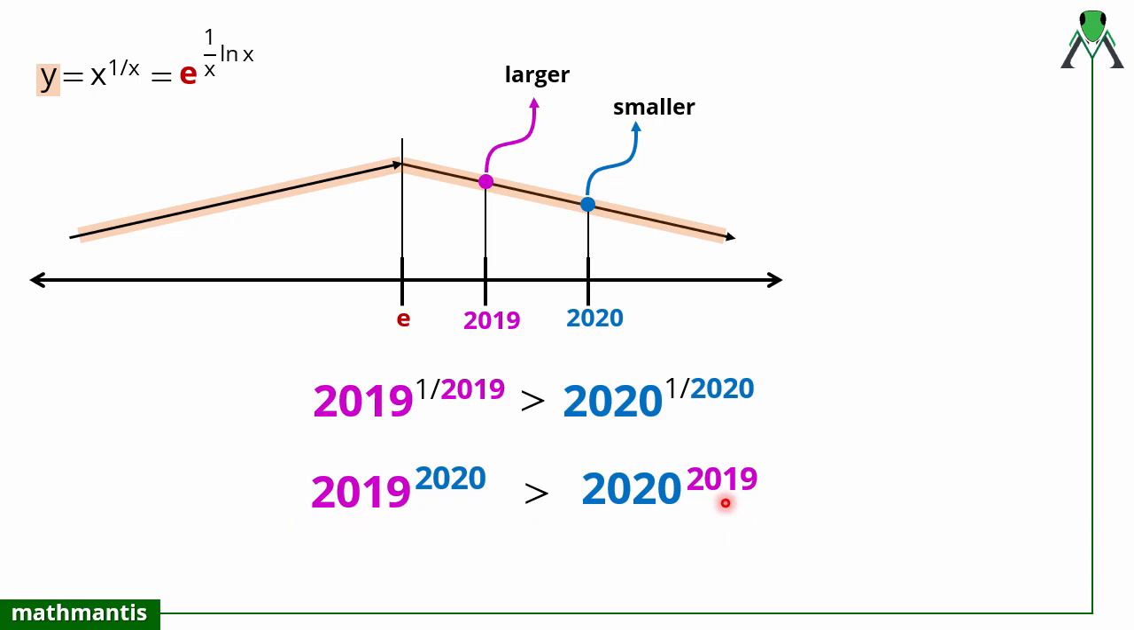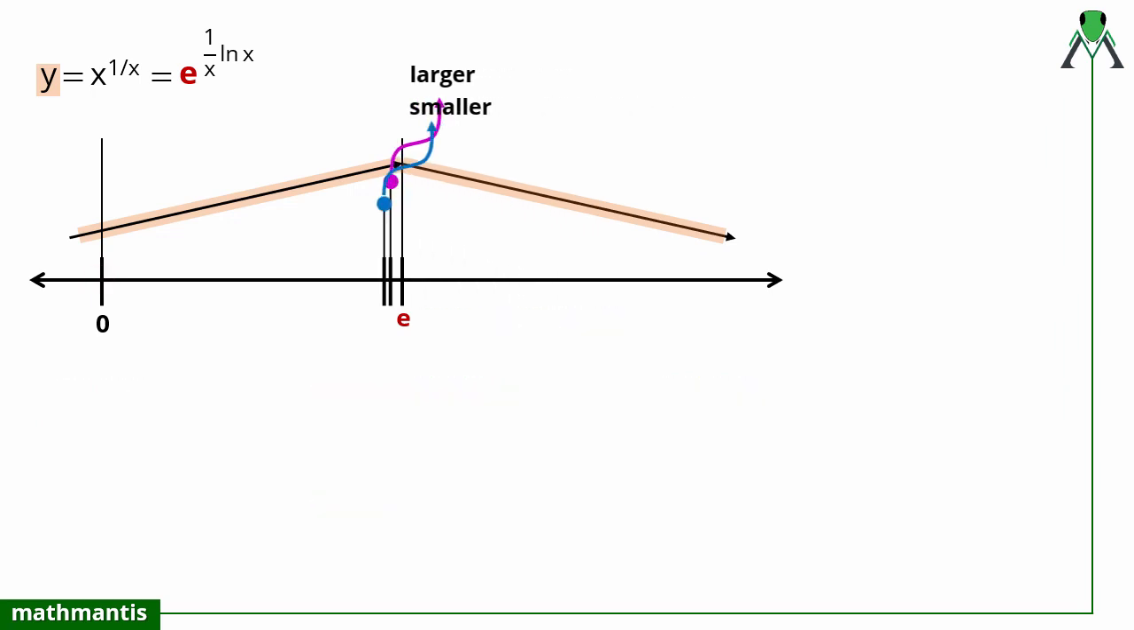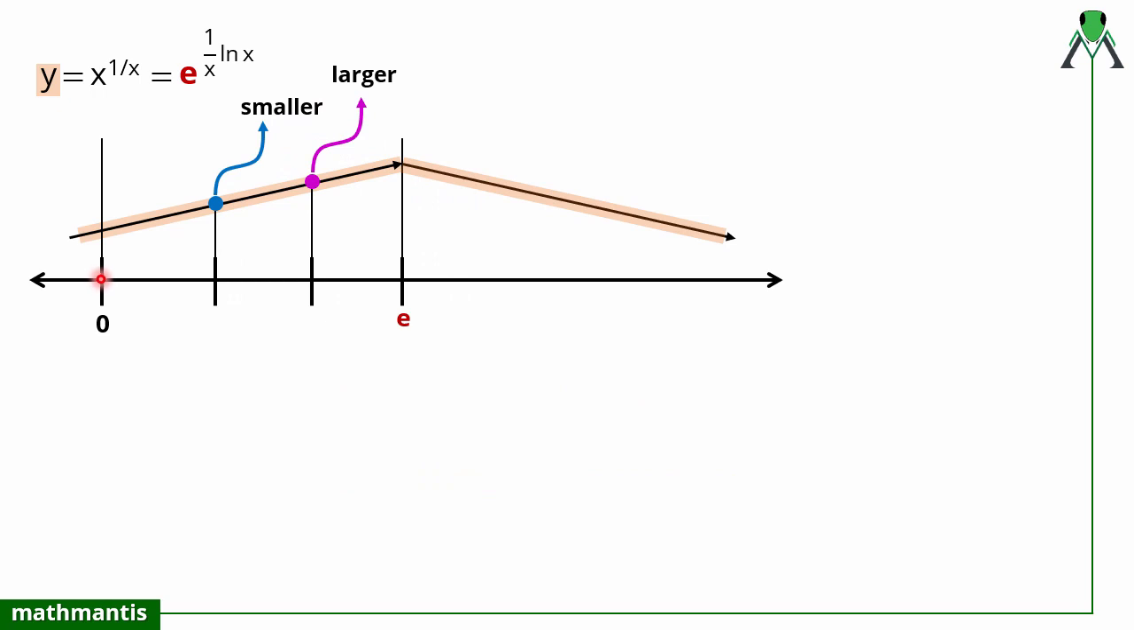But now let me tell you one more interesting thing about this function, that is x raised to power 1 by x. For this, x equal to 0 is also very important because the domain of this function is defined for all real values of x greater than 0. So this is also an important point. And based on this, new questions can also be framed if we consider two values between 0 and e. So on the right side of e, if the value of x increases, the value of y will decrease. But between 0 and e, if you consider two values such that the value of x is increasing, the value of y is also increasing.